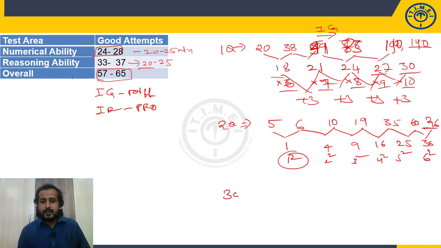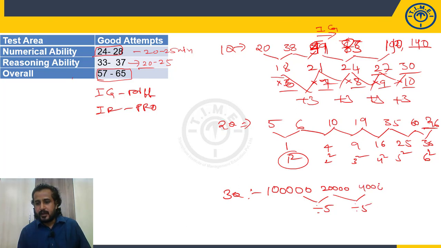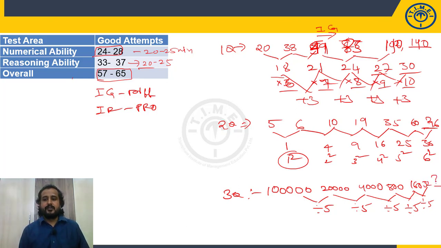And one more question. The given number is 1 lakh, and the logic given is divided by 5. 1 lakh divided by 5 is 20,000. Next, again divided by 5, it is 4,000. Again divided by 5, which is 800. Again divided by 5, 160. Again divided by 5, 32. Now the next is a question mark. The logic given is divided by 5.